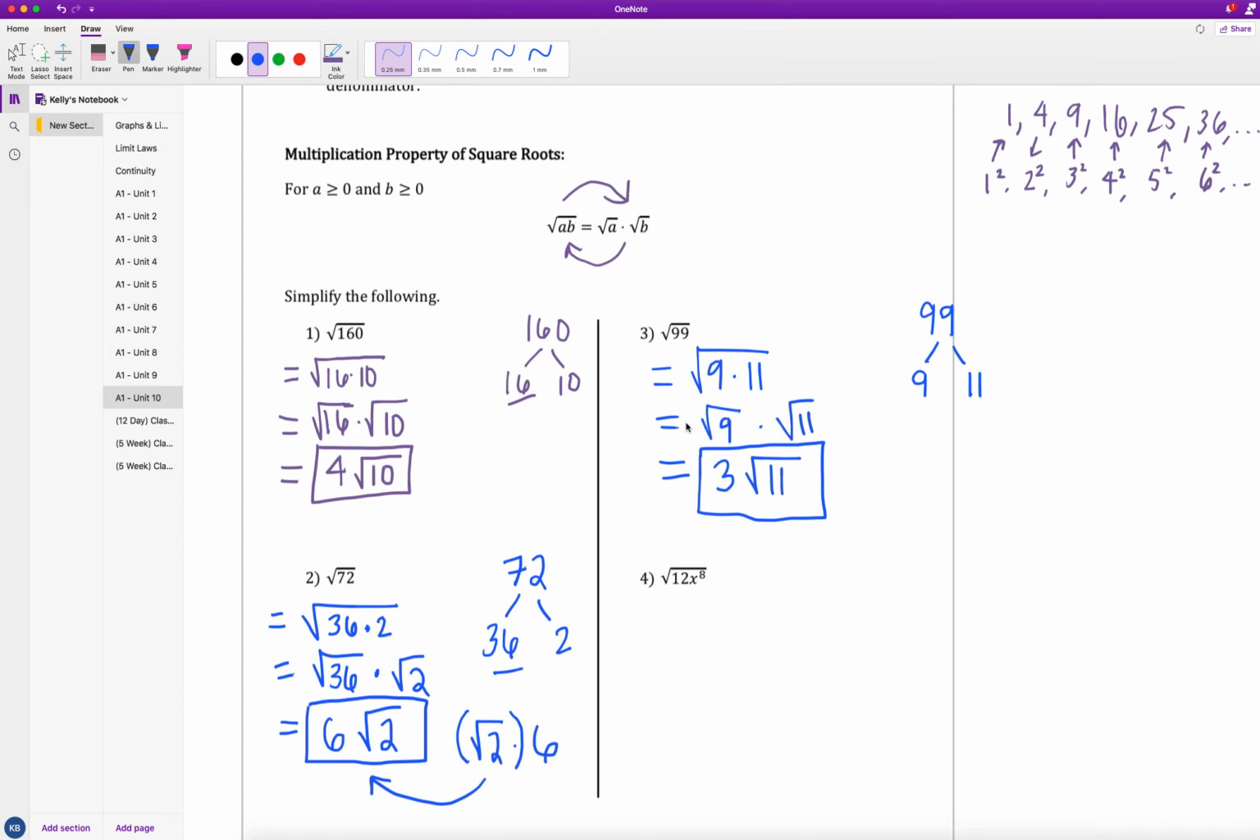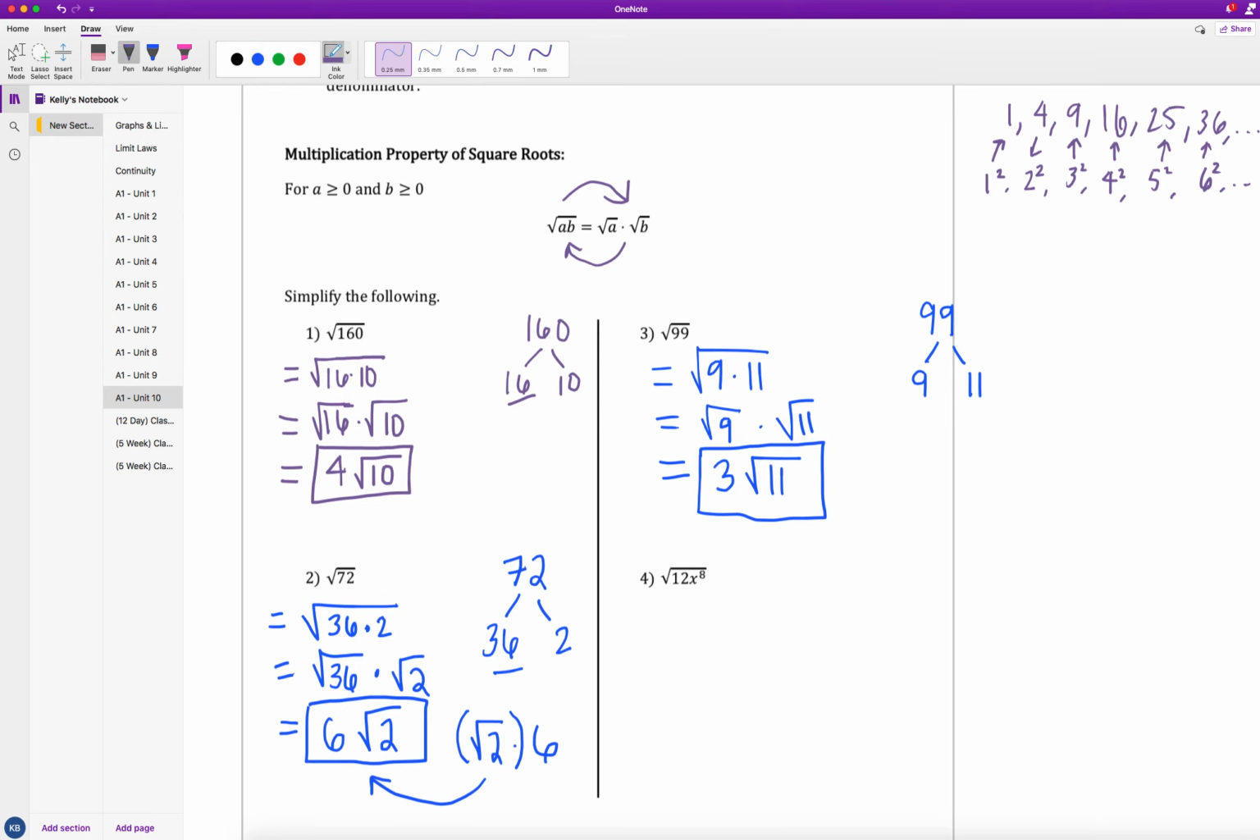Notice that once I took the square roots of all of these, so once I took the square root of 16, the square root of 36, and the square root of 9, the square root symbol goes away because I've applied that property now. So I don't end up with the square root of 3 in this example, I end up with 3, since the square root of 9 is equal to 3.